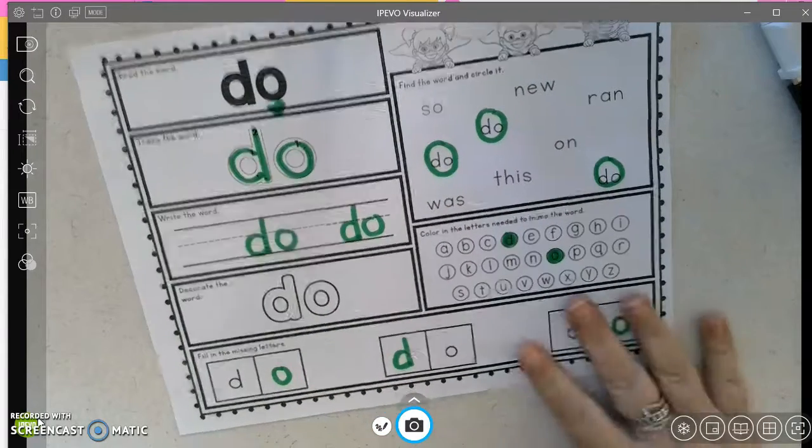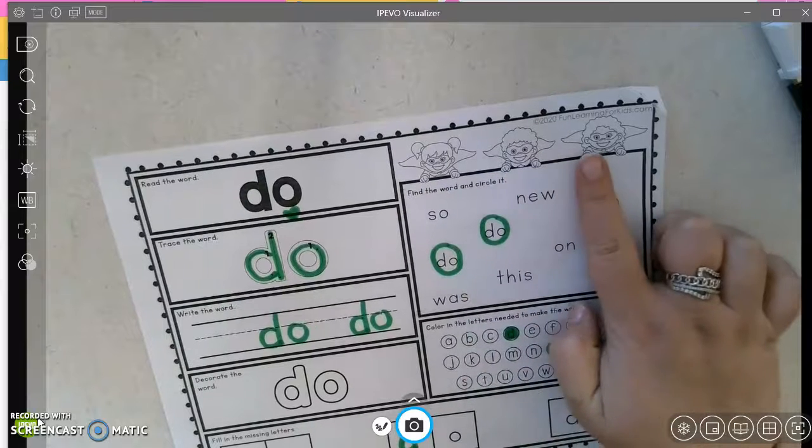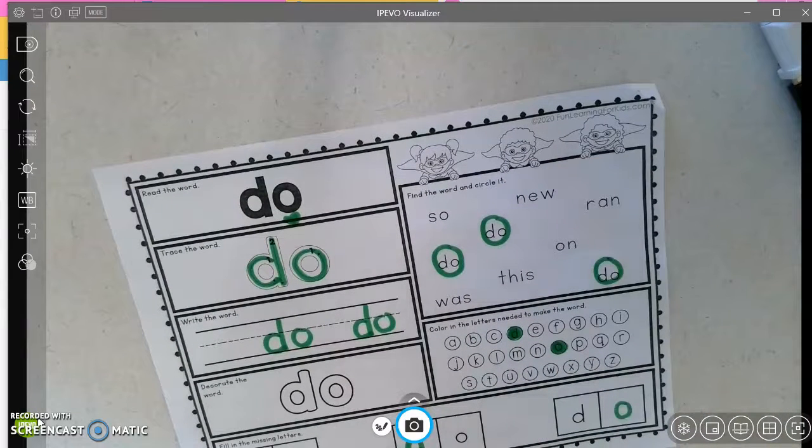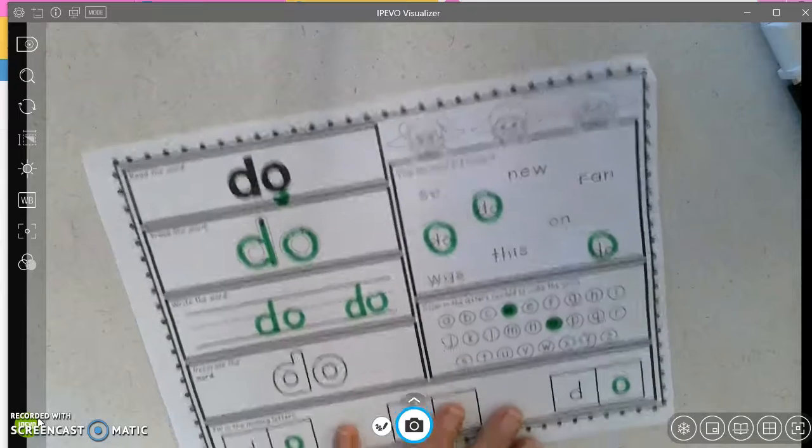Then, if you want to, you can color the little superhero people up here that when I just glance at them, they make me think that they are, what's his name? Yoda with his sideways ears.